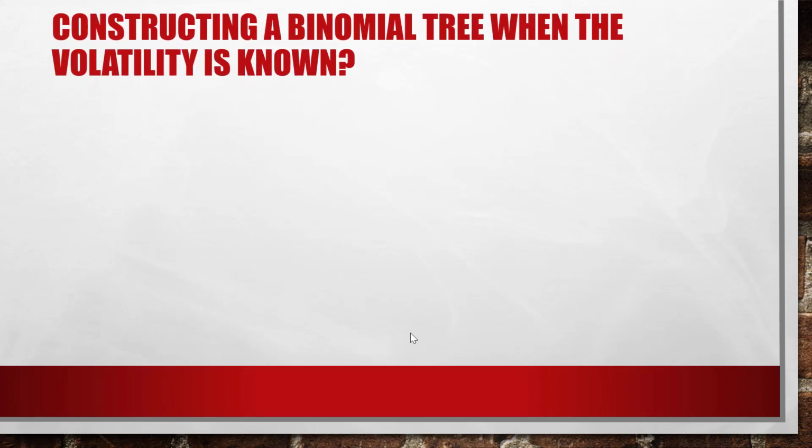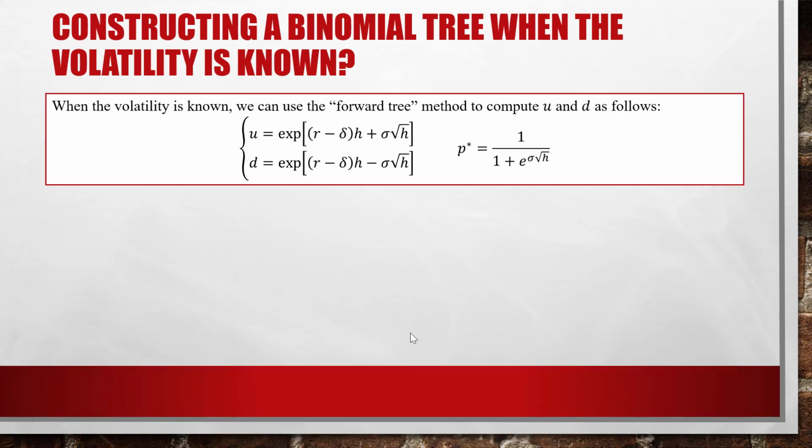Alright, now we are going to consider the case when volatility is known. So we consider how to construct a binomial tree when the volatility is known. When the volatility is known, that means sigma is given. We can use the forward tree method to compute U and D as follows.